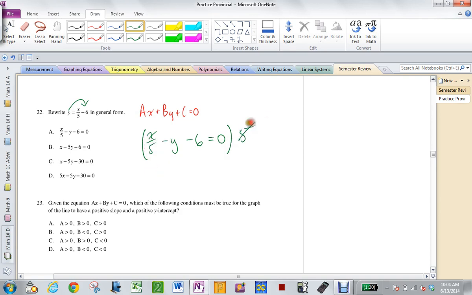So the 5s cancel in the first one, so I've got x minus 5y minus 30 equals 0. And there it is. Number 22 is C.